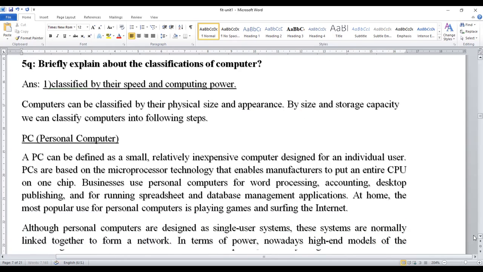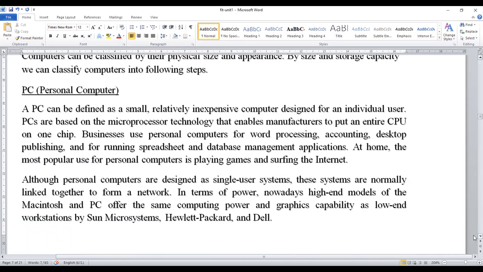What is a personal computer? A personal computer can be defined as a small, relatively inexpensive computer designed for an individual user. PCs are based on microprocessor technology that enables manufacturers to put an entire CPU on one chip. Businesses use personal computers for word processing, accounting, desktop publishing, and for running spreadsheet and database management applications. At home, the most popular uses for a personal computer are playing games and surfing the internet. So we know the uses of a PC.